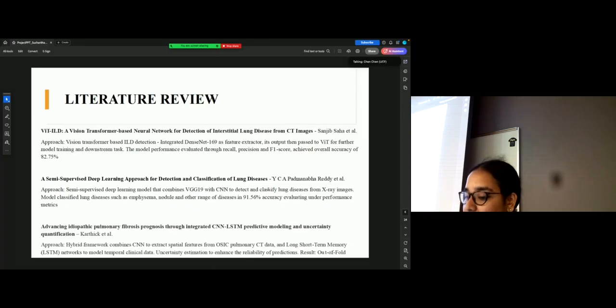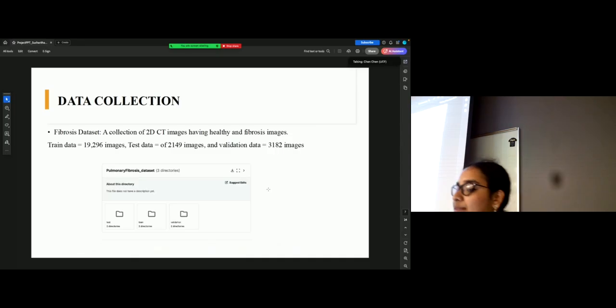And then another method which used VGG and CNN to detect lung diseases. Moving forward to end the related work, the idea is to use a feature extractor, because fibrosis and emphysema both have very intricate patterns. So we have to give importance to the features which are present in either 2D CT or 3D CT. So the idea is to have a feature extractor and then a model which is able to learn and distinguish those patterns.